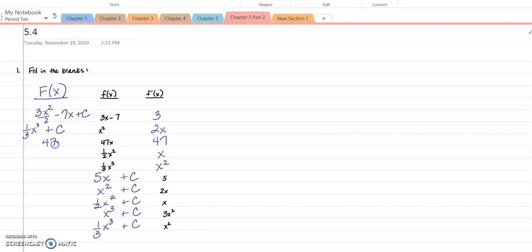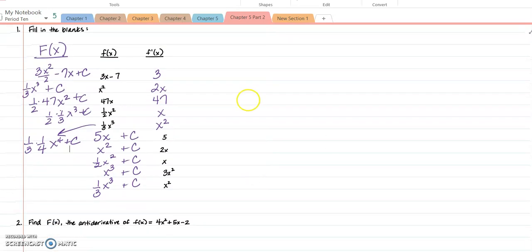47x has an antiderivative of 47x squared times 1/2. There again is that idea that the 1/2 and the 2 have to eliminate. 1/2 x squared has antiderivative 1/2 times 1/3 x cubed, because the 3's multiply, and then divide by the 3, and that gets you the 1/2 x squared. And then the last one is 1/3 x cubed, has antiderivative, forgot plus c's in all of these, is 1/3 times 1/4 x to the 4 plus c.